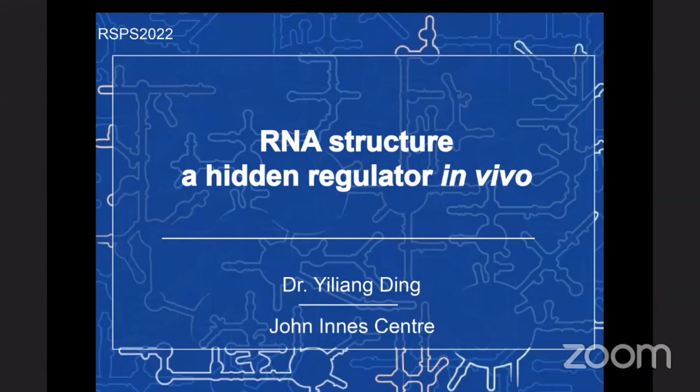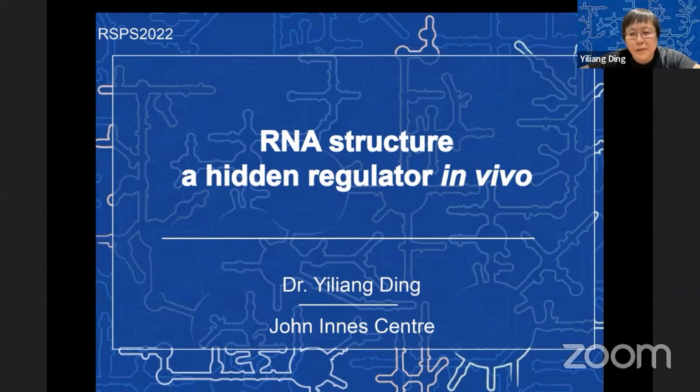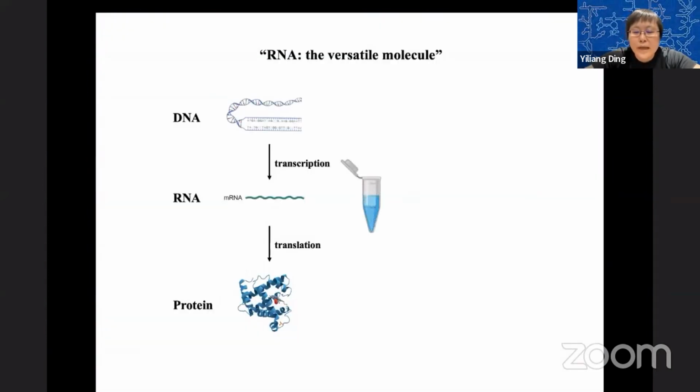Today I'm going to talk about RNA structure functionality in gene regulation in living cells. We know that in the central dogma in the textbook, you can see very complicated DNA drawings and also very complicated protein drawings. However, the messenger RNA in the middle is always drawn as a very simple line. So we don't know whether in living cells these messenger RNAs really look like that simple structure.